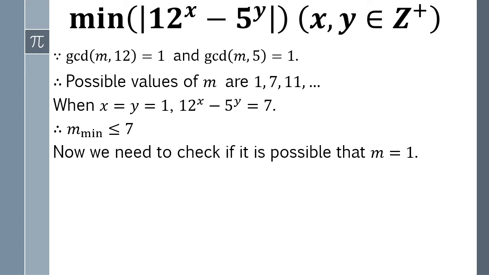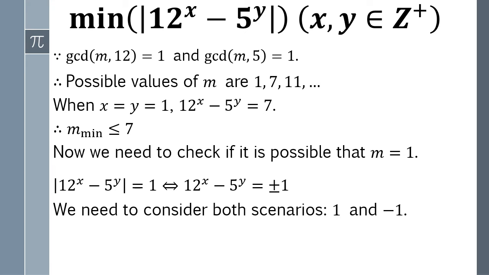Now we need to check if it is possible that m equals 1, which means 12 to the x power minus 5 to the y's power, and its absolute value equals 1, which is equivalent to 12 to the x power minus 5 to the y's power equals plus or minus 1. Remember, we have to consider both scenarios, 1 and minus 1.